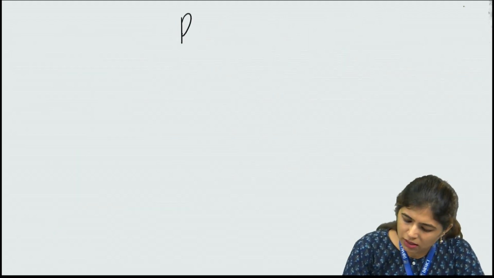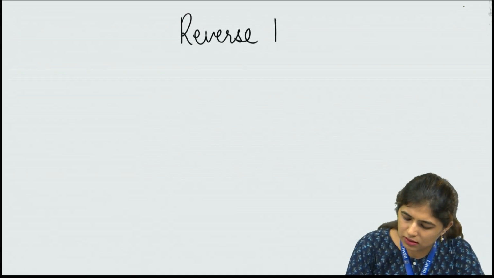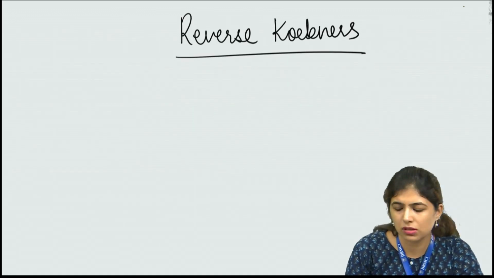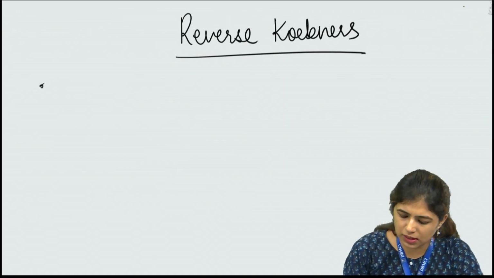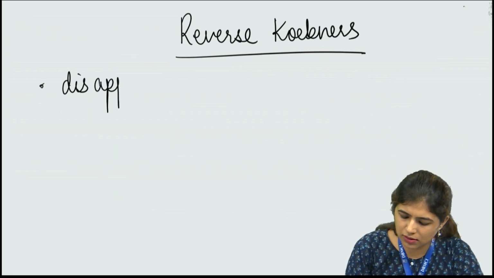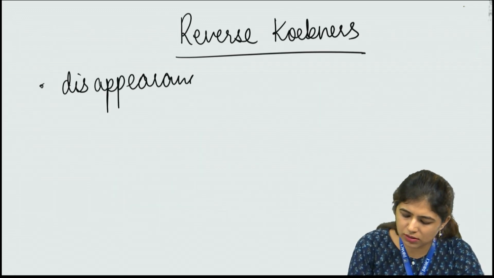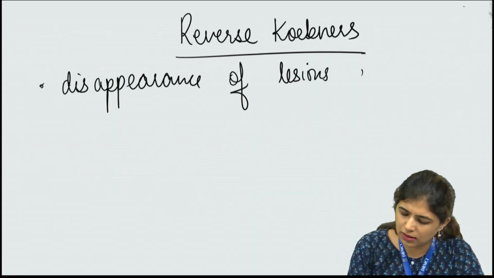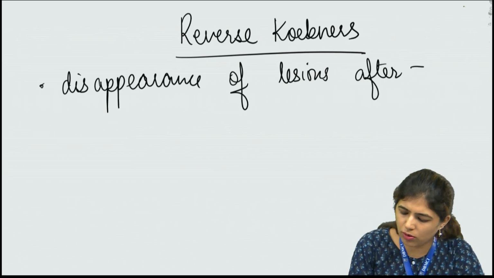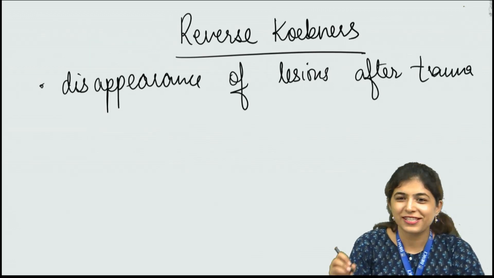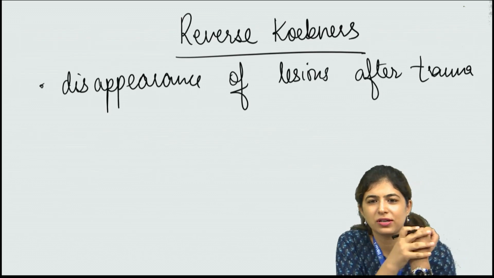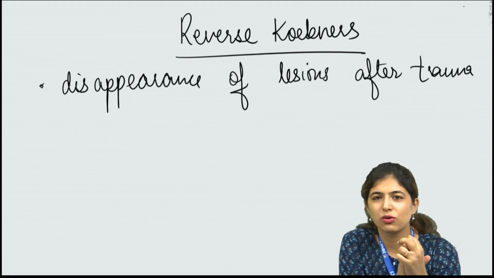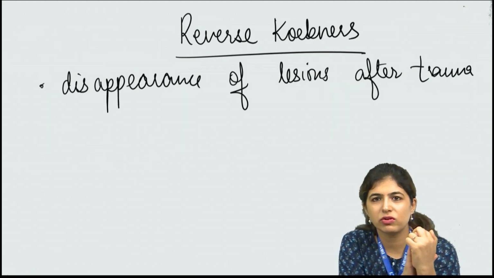Then there is another phenomenon called reverse Koebner's. What do you mean by reverse Koebner's? This is disappearance of the lesions after trauma. Such a nice thing for a patient to have. Patient has a psoriatic lesion here, he scratches and wow, the lesion disappears. So this is reverse Koebner's, disappearance of lesions after trauma.